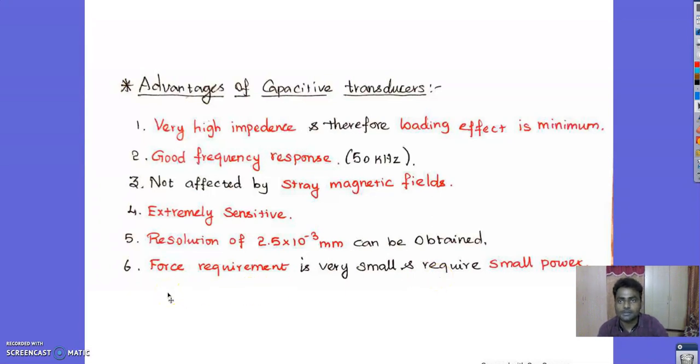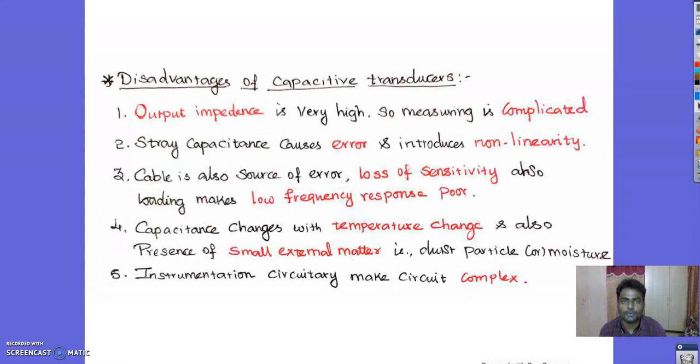The next slide gives the disadvantages of the capacitive transducer. The output impedance is very high, so measuring it is going to be very complicated, and the stray capacitance will cause error in the device, which introduces non-linearity in the output signal. The cable is also a source of error.